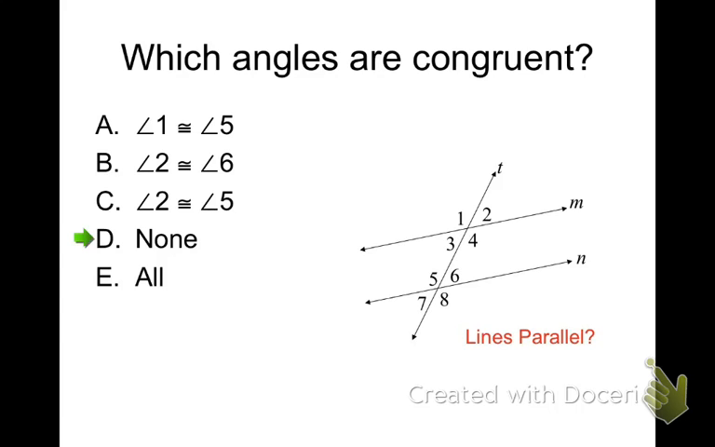so the correct answer in this situation is that none of these angles are congruent. We just don't have enough information to determine that. If M and N were in fact parallel, if we were told that these lines actually are parallel, M and N, then we can conclude that the corresponding angles are congruent, and answers A and B would be true.